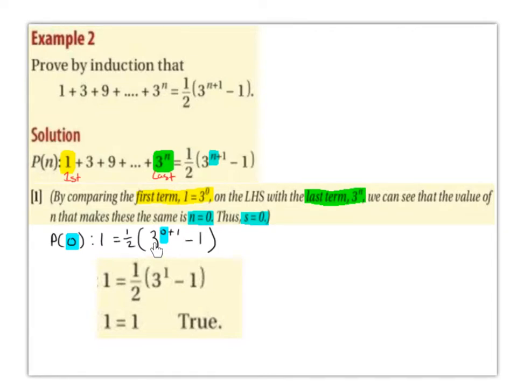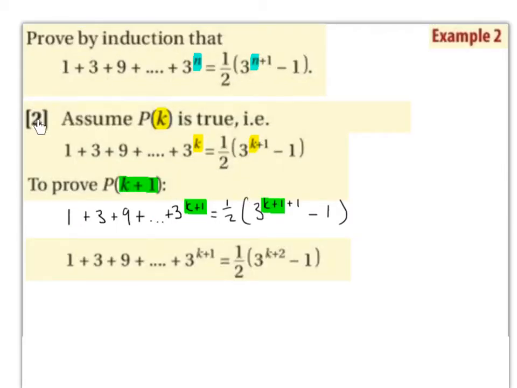So 3 to the power of 0 plus 1 is 3 to the power of 1. And a half times 3 to the power of 1 minus 1 is a half of 2, which is 1. So we get 1 is equal to 1, which is true. So therefore s, our starting number, is 0 this time, not 1. But it is actually usually 1.